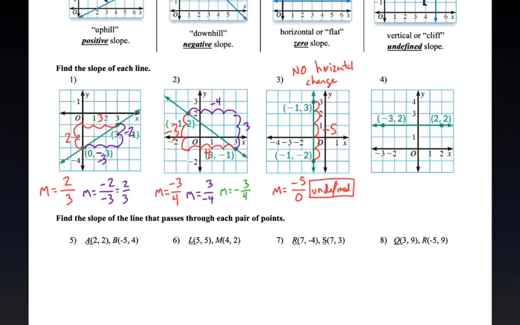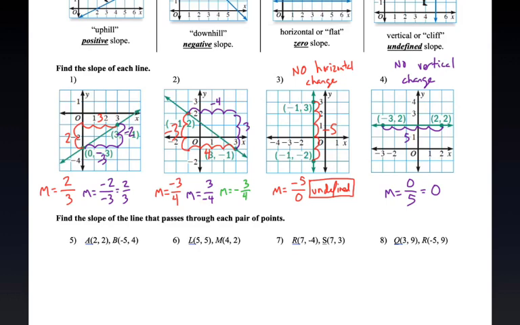Look at number 4. How much does this go up? Well, none, 0. There's 0 vertical change. It doesn't go up at all to go from this point to that point. How much does it go over? Well, it goes over 5. Now, this is different. What does 0 over 5 equal? It equals 0. And so that's why we can show that a horizontal line, the slope will be 0, always. It doesn't matter how far I went left and right. 0 over whatever is 0.